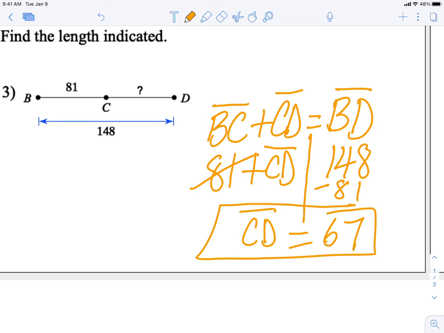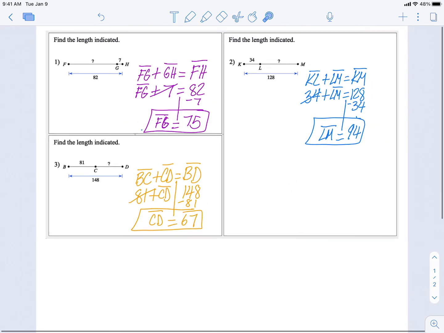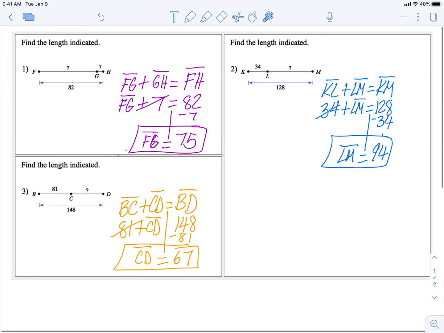And there you go. Look at that. So that means that from C to D, segment CD is 67. So from here, from C to D is 67. And that's how you found it. All right. So this is the October 5th to October 9th weekly review video lesson.